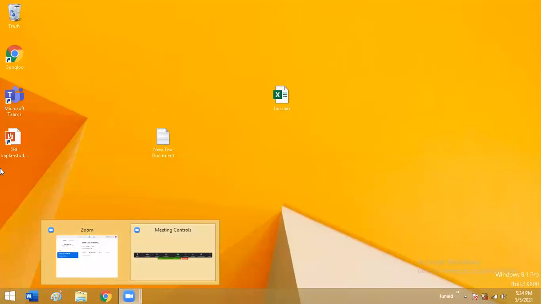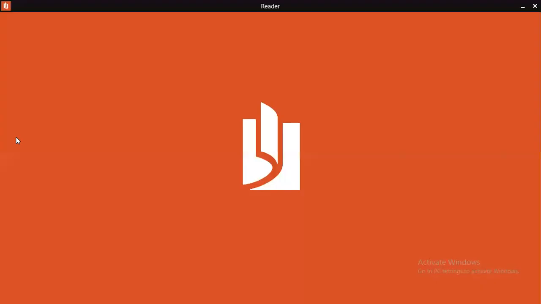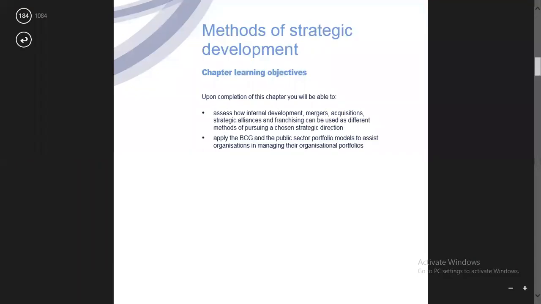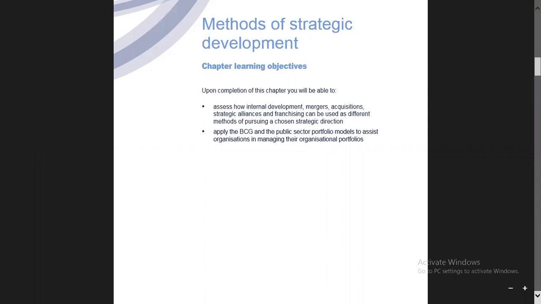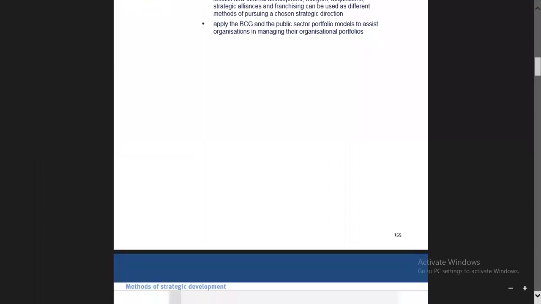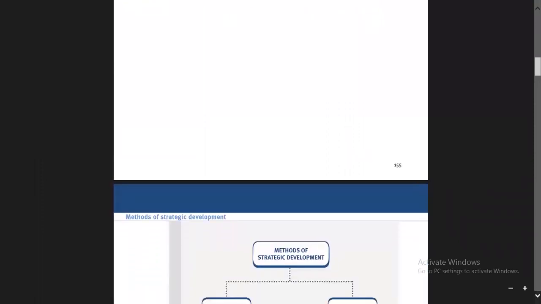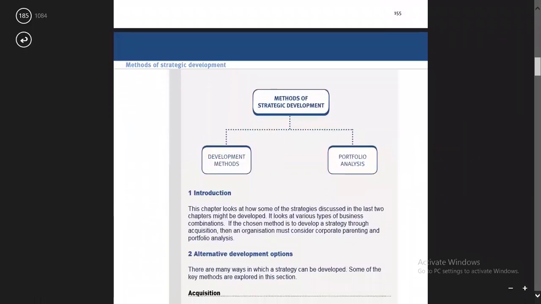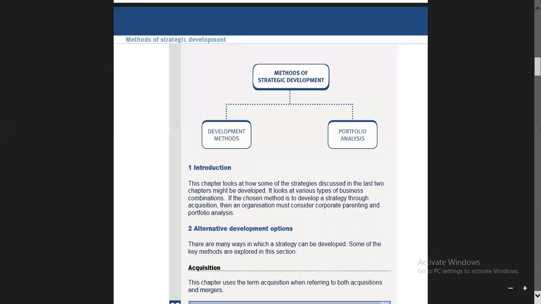Okay, today we are going to start the next chapter, that is on methods of strategic development. We have studied how to make strategy, what are the three types of strategy, now how we can analyze our environment and what are the tools by which we can analyze it. Now what are the methods of strategic development, how a company can grow, how they can be strategically developed.